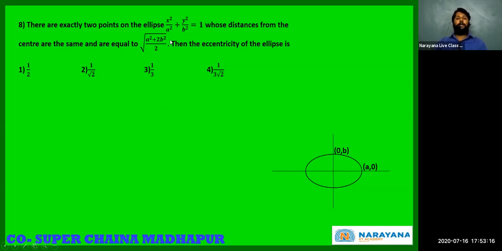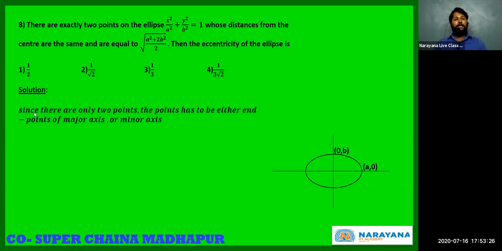So having understood that, we can say that this distance is equal to either a or b. Now let us look at that expression very carefully. Since there are only 2 points, the points have to be either the end points of the major axis or the minor axis, correct? This must be equal to A or it must be equal to B. Let us take A first. Can it be equal to A? Well, there is no reason to believe why it should not be equal to A, correct? There is no reason to contradict that, so we will ignore that for now. Can it be equal to B?